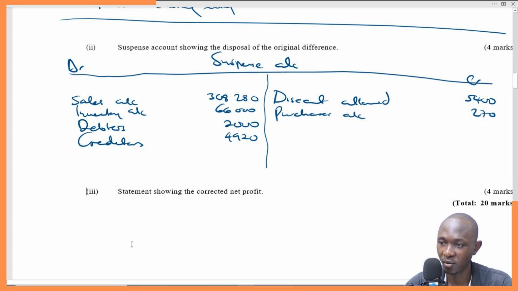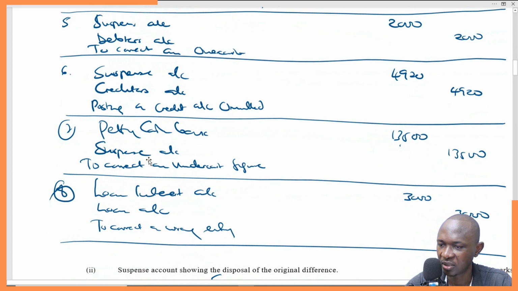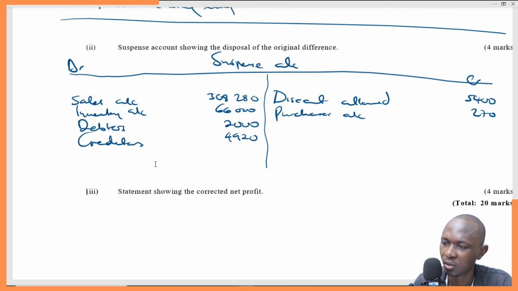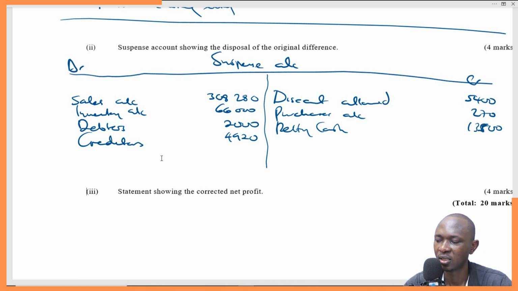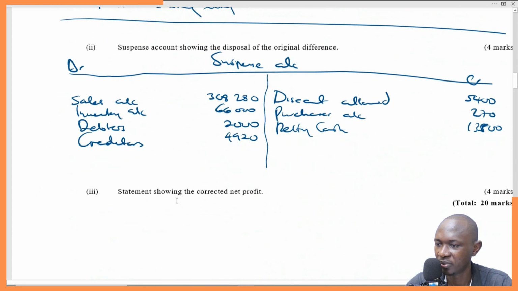I hope you are seeing how we are reading these things. Then number 7, credit suspense account. Reason is petty cash 13.5. So petty cash 13.5, and we credit this account 13.5. Like that. Number 8, there is no suspense account, so we leave it at that.